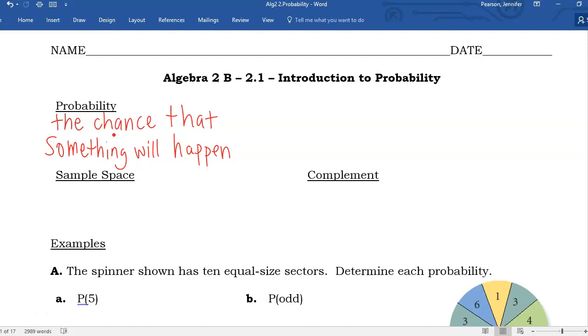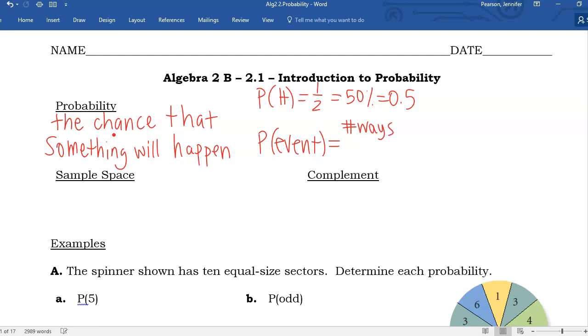Now, the really common, easy thing that people like to talk about is flipping a coin, heads and tails, right? So like the probability of getting a head is 1 out of 2 or 50% or 0.5. That's our fraction, our decimal, and our percent. Because there's one possible outcome, heads, out of 2 possible outcomes, heads and tails. So the probability of an event is the number of ways that you can get that event out of the total possible outcomes.